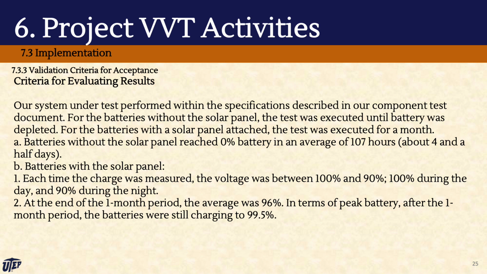This is in line with the assumption that the batteries with the panel will never reach a fully depleted state because the solar panel was constantly charging the batteries. And at the end of the 1-month period, the average was 96%. In terms of peak battery, after the 1-month period, the batteries were still charging to 99.5%, still within technical specification.